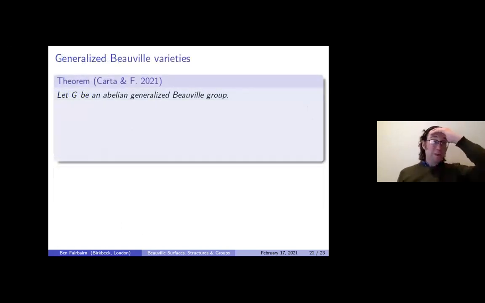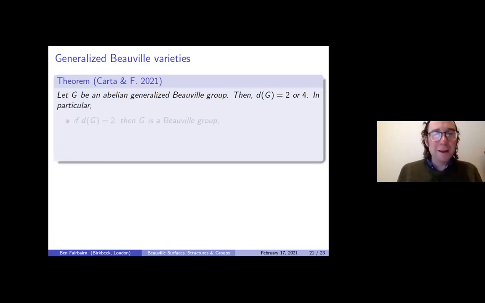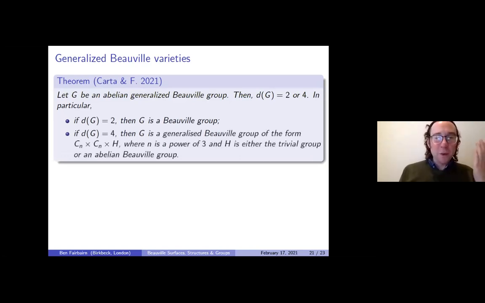Okay, so it kind of just sums up what Ludo, my PhD student, has been doing in his thesis. So one thing is achieved. We earlier had the classification of the Abelian Beauville groups. What can happen more generally? Well, if G is an Abelian generalized Beauville group, then, sadly, we don't get dimensions more interesting than 2 or 4. More specifically, if the dimension is 2, in other words, it's a Beauville group, as we've previously seen. Or if the dimension is 4, then you have a very restricted form.